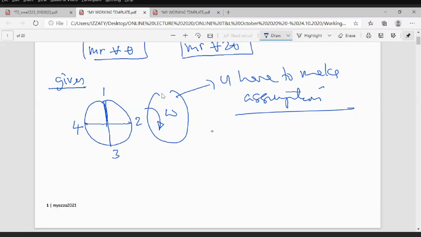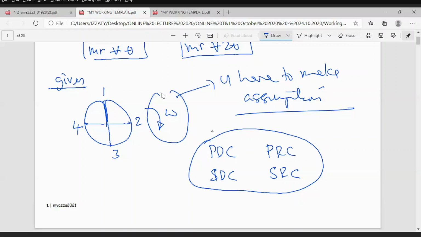Okay, now we are going to construct. What are you going to construct now? Constructing the primary direct crank, then the primary reverse crank, then the secondary direct crank and the secondary reverse crank. This is a polygon, a polygon of crank diagram. Okay, now start.